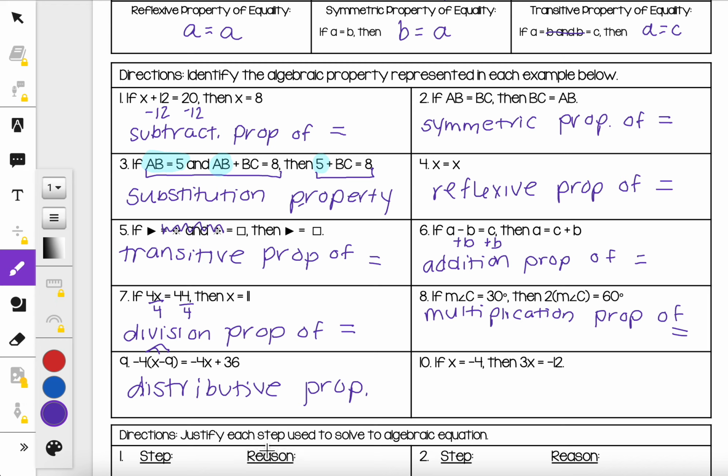And last but not least, it says if x equals -4, then 3x equals -12. So here, this is another example of multiplication. I am multiplying both sides by 3 here. So this is multiplication property of equality.